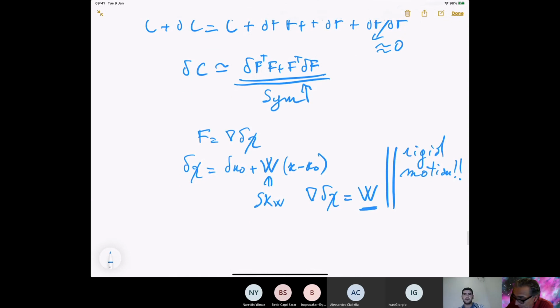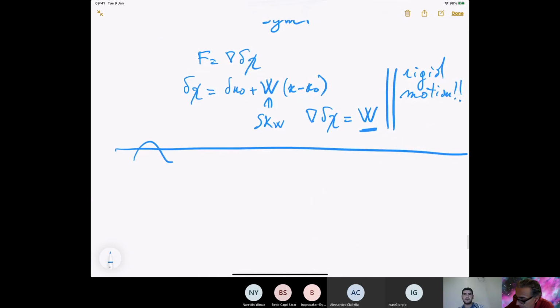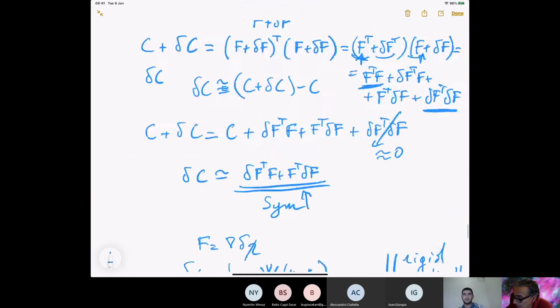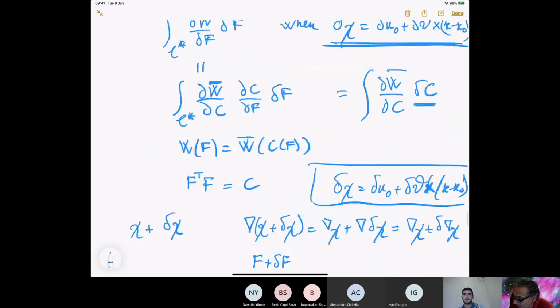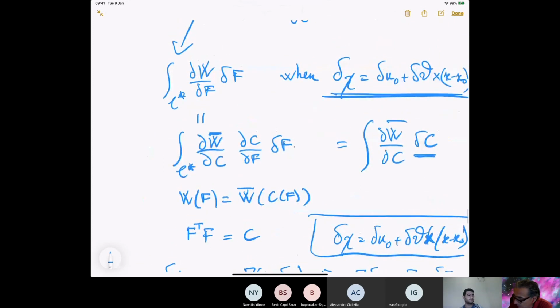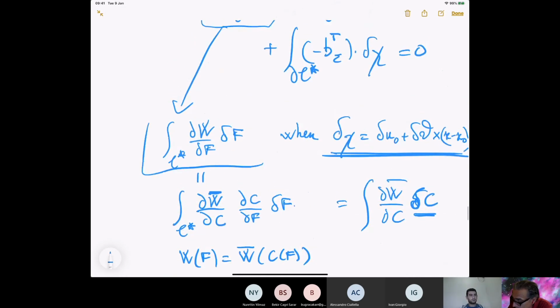Even if I'm running too much in this, try to reconstruct this reasoning. In case you have troubles, we can reproduce it once more. So at the end, this first variation is 0 in the particular case of this delta K here.